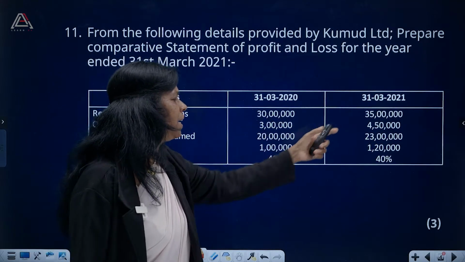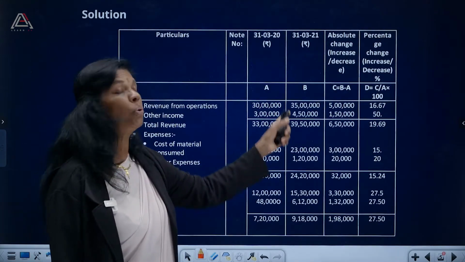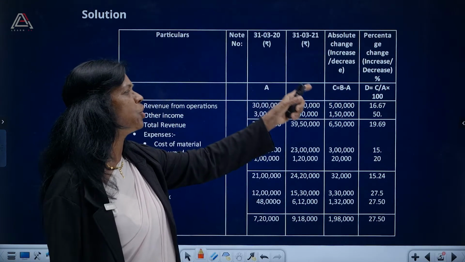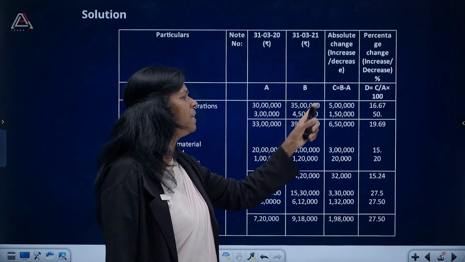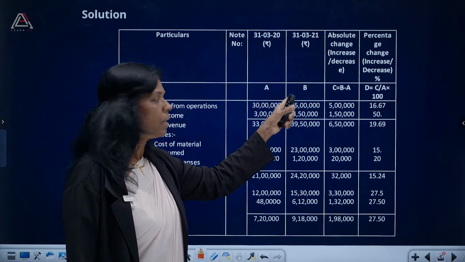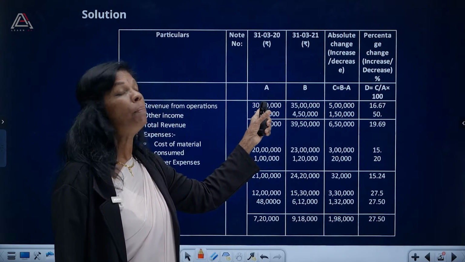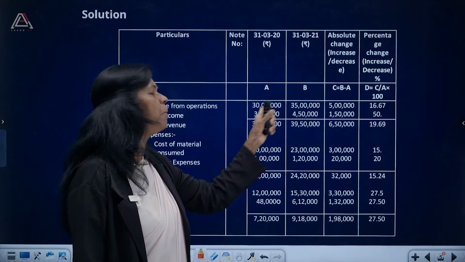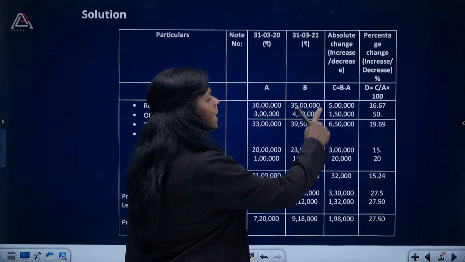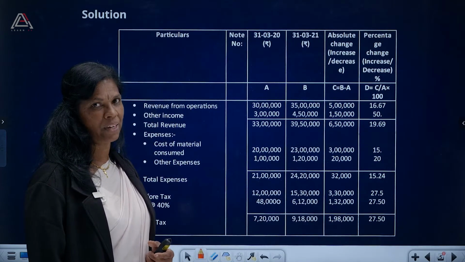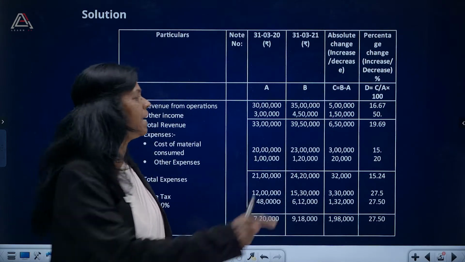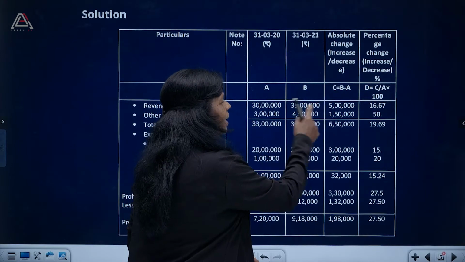30 lakh and 35 lakh. These two columns are given in the question. Then C, how to find out absolute change, increase or decrease? C means B minus A. B is the current amount, A is the previous amount. We have to find the difference between current year amount and previous year amount. So 35 lakh minus 30 lakh, how much? 5 lakh. That is the difference. That is the way we have to find out the third column, B minus A, 35 lakh minus 30 lakh, that is 5 lakh.